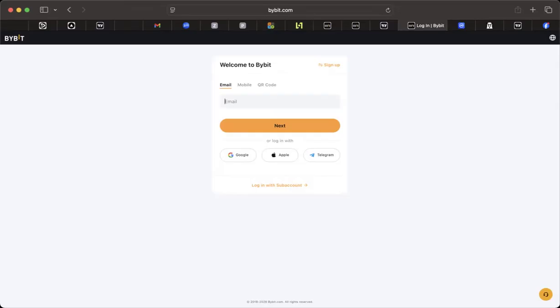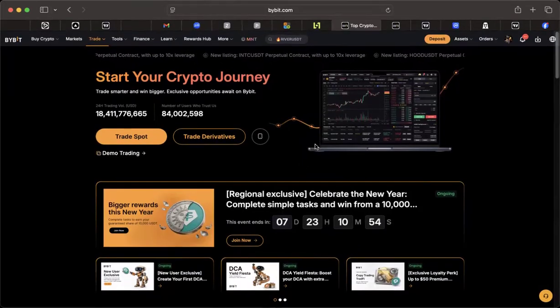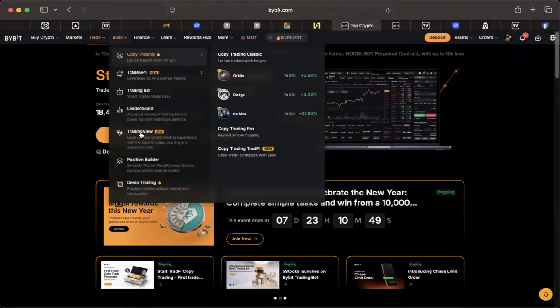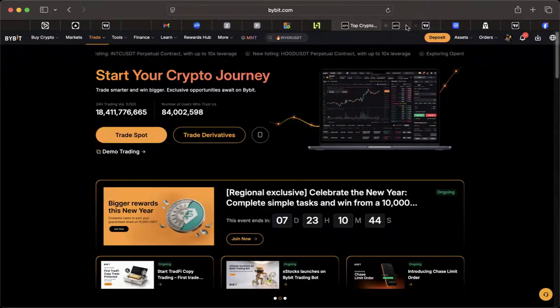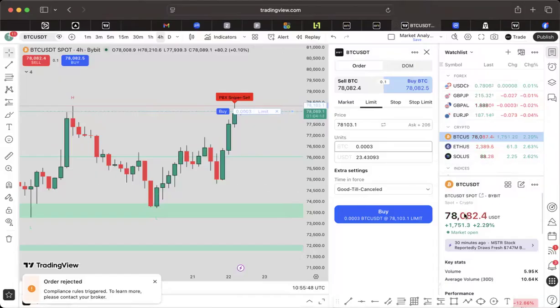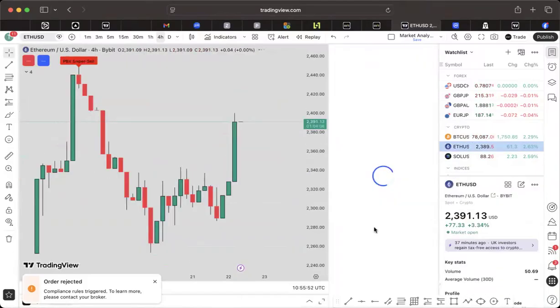Okay, sorry guys, you've not had me. I'm sorry, I was trying to experiment with something because I saw that you could just connect your TradingView to your Bybit, and then you can trade any of the instruments you are trading. Look at this switch.